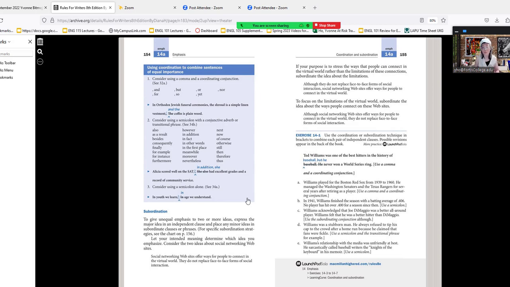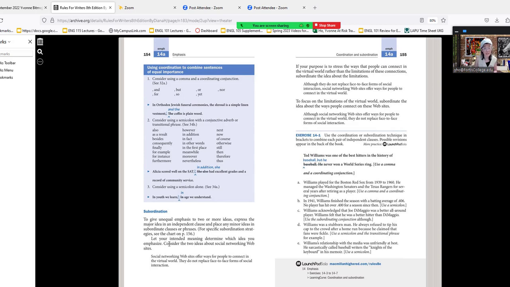If you can remember, sub in subordination means under or less, just like a submarine is under the ocean, or some sub quality of some product, something that's inferior. So when you use subordination, that means that you're combining one idea that is important and another idea that is less important. When you're combining two ideas of different importance, that's subordination. To give unequal emphasis to two or more ideas, express the major idea in the independent clause and place the minor idea in the subordinate clause.